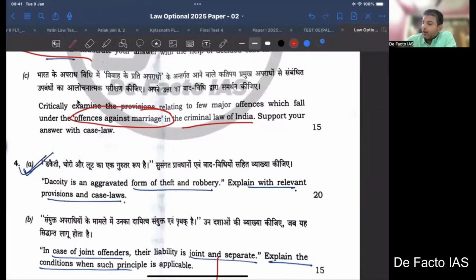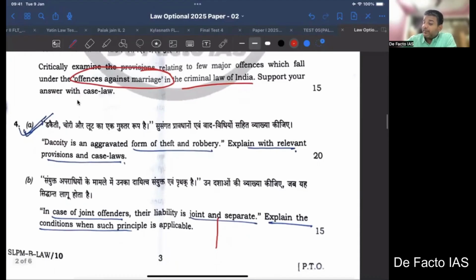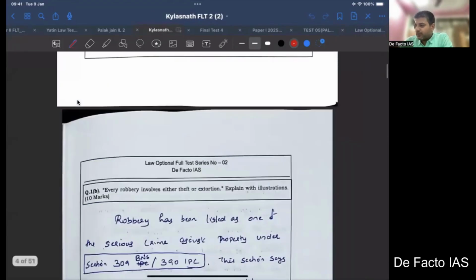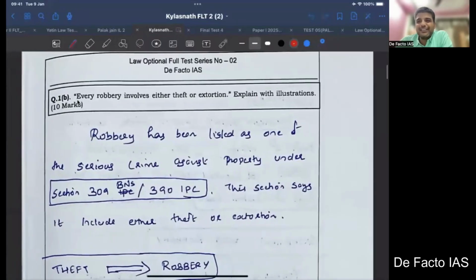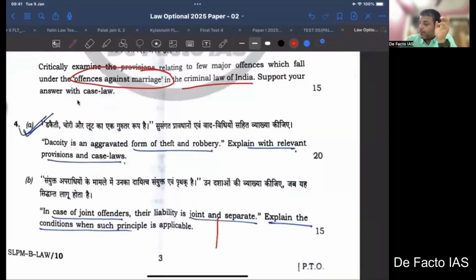Yes, very good. Okay, now dacoity is an aggravated form of theft and robbery. Now this year I thought that this question will come, because last year this question was not there. Like, if I remember, I think in Question 1B itself, I have asked this question this year in the law test series, right? Every robbery is theft. This is a very typical question because last year it was not asked, so I had a hunch that this time they might ask. Now again, this is a repeated question. There is nothing unique about it. This is a very repeated question. Okay.